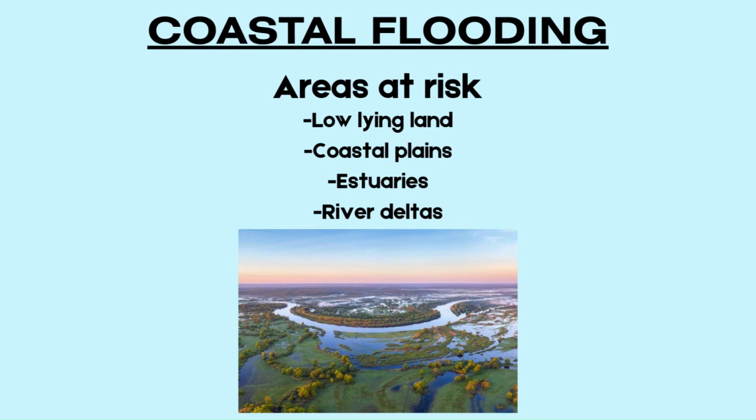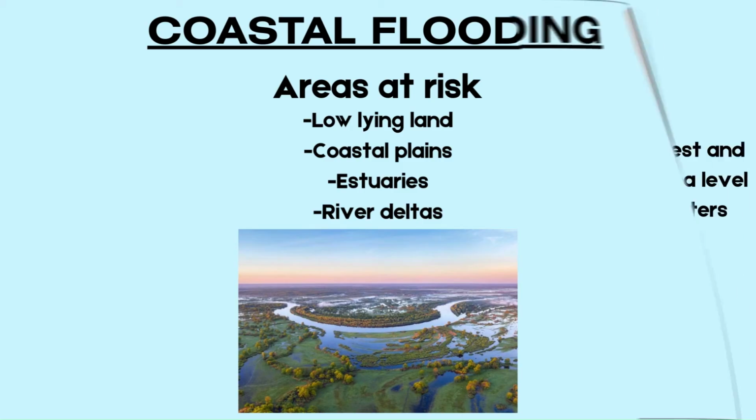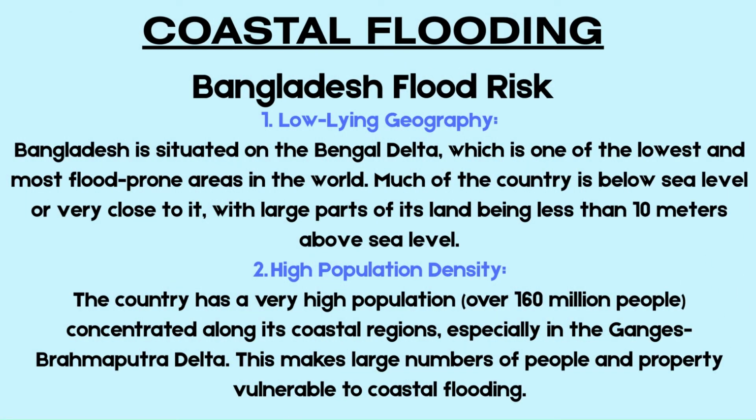They are coastal plains, low-lying land, estuaries, and river deltas. A good case study to explain why areas may be at increased flood risk is Bangladesh. Over the next slides I will cover 6 factors that made it a country at increased risk. Low-lying geography increases flood risk.